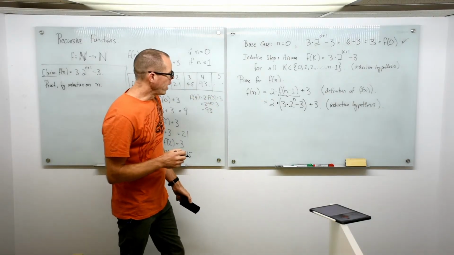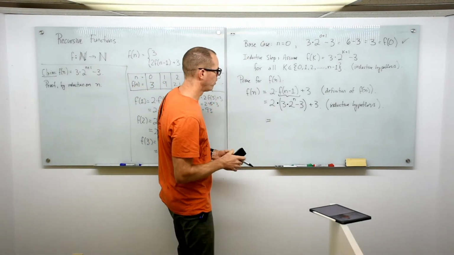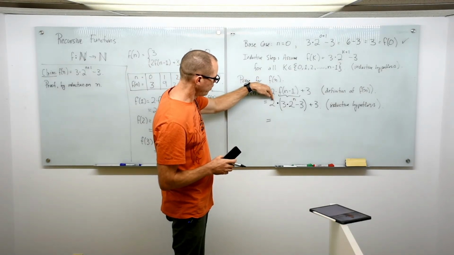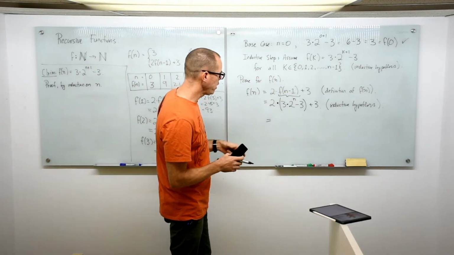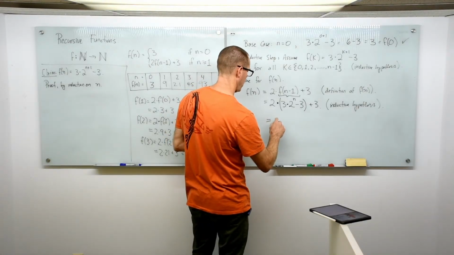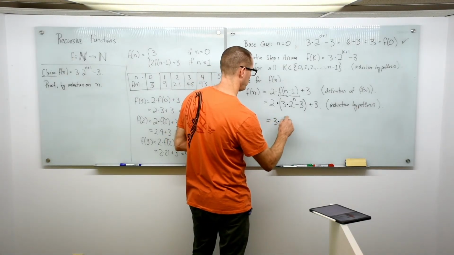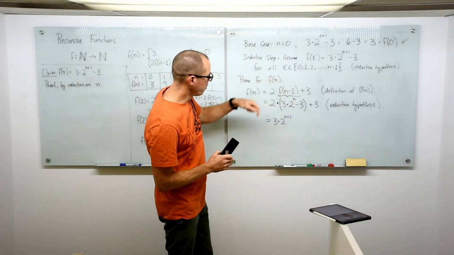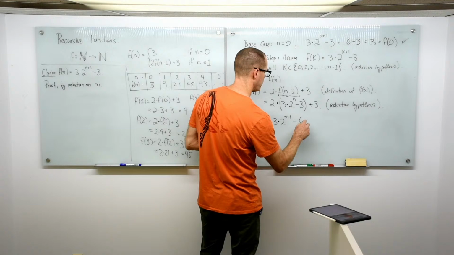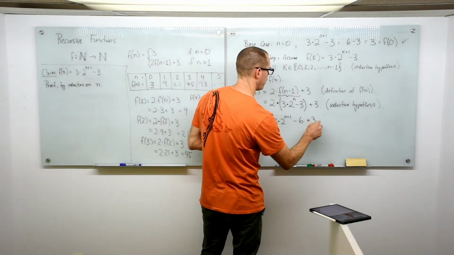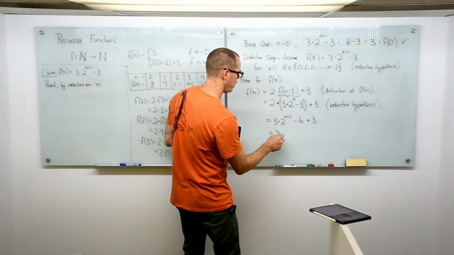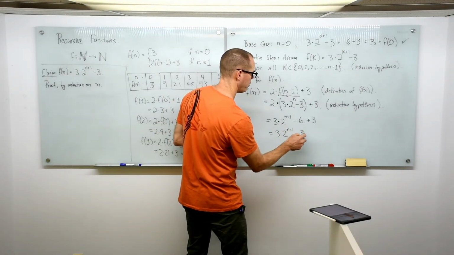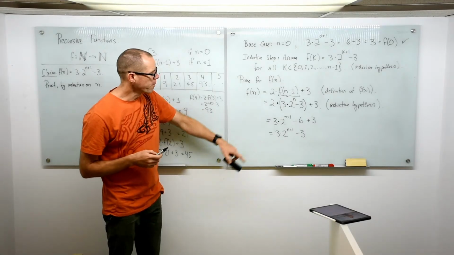And now we can simplify. So we have 2 multiplying here. We have 2 to the n here. So we get 3 times 2 to the n plus 1. We also have this minus 3, which is multiplied by 2. So that gives us a minus 6. And don't forget this plus 3. And we get 3 times 2 to the n plus 1 minus 3. Minus 6 plus 3 is minus 3.